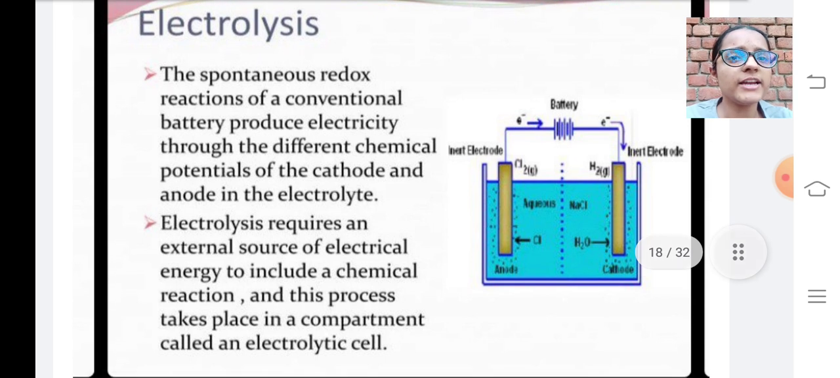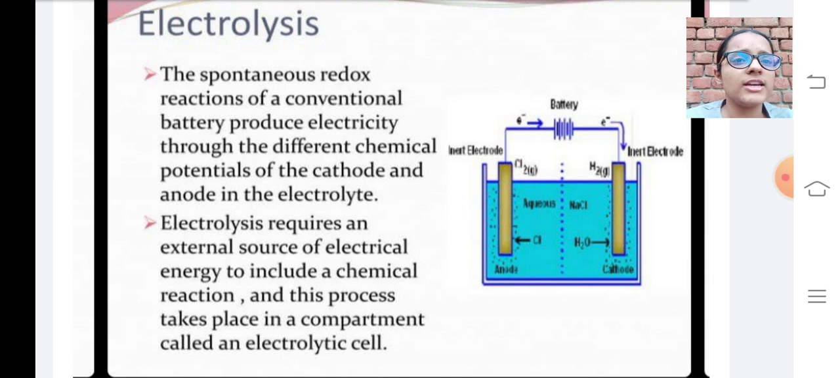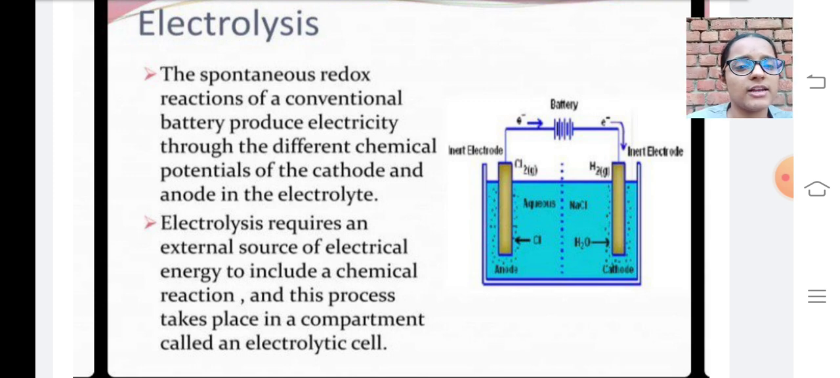Electrolysis. The spontaneous redox reactions of a conventional battery produce electricity through the different chemical potential of the cathode and anode in the electrolyte. Electrolysis requires an external source of electrical energy to induce a chemical reaction, and this process takes place in a compartment called an electrolytic cell.